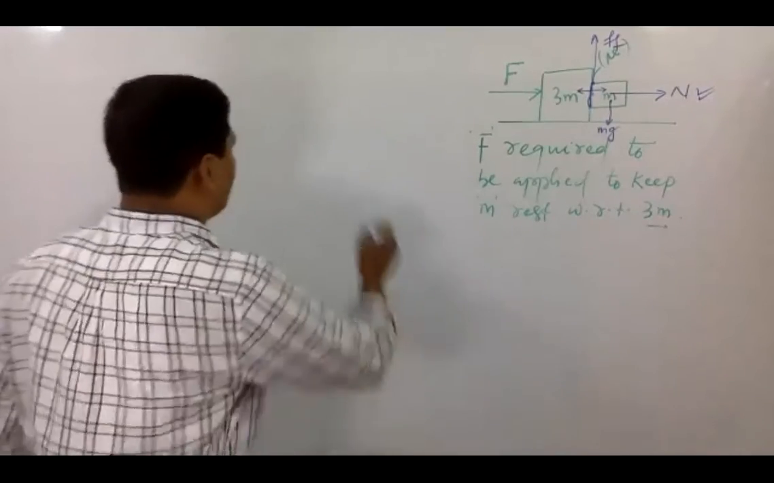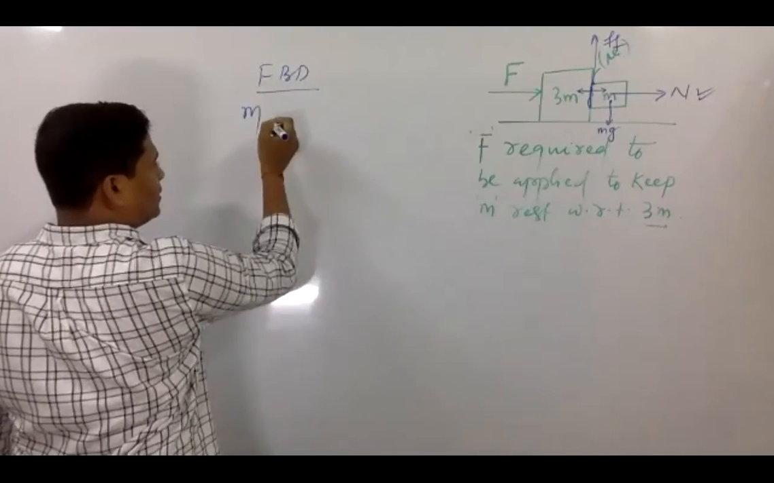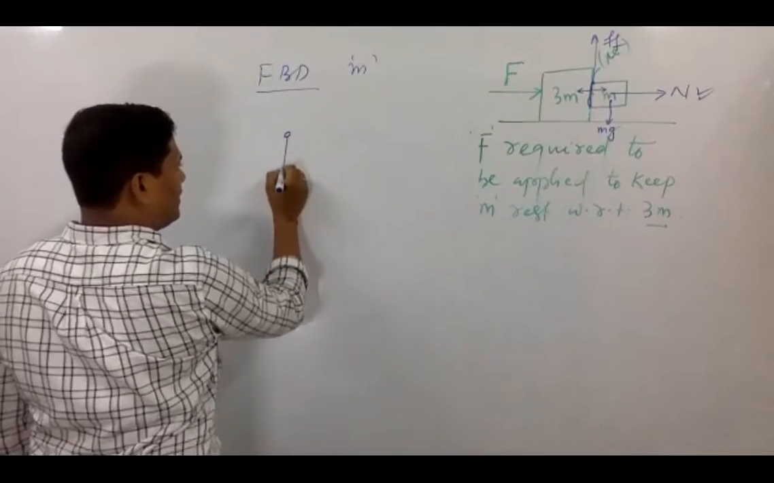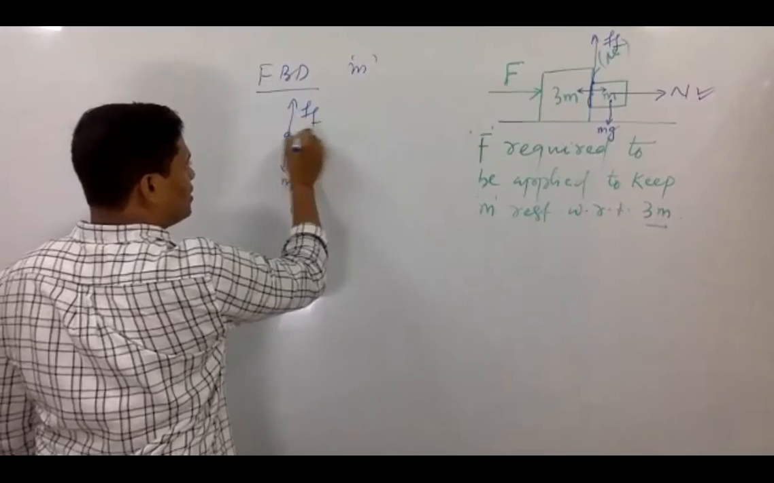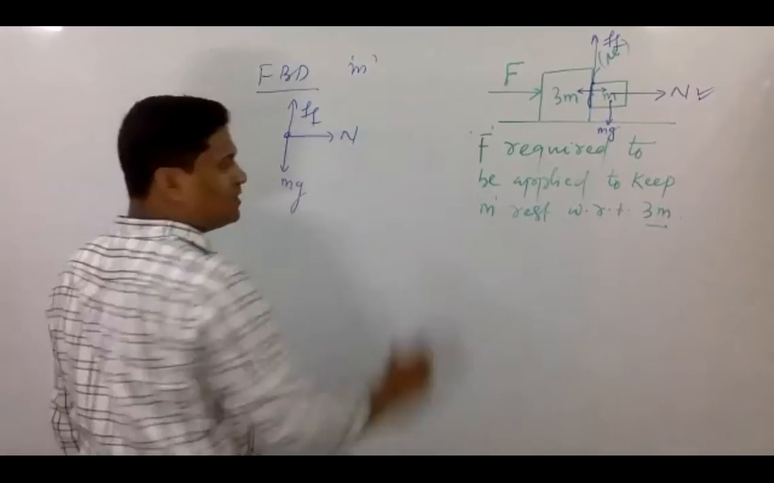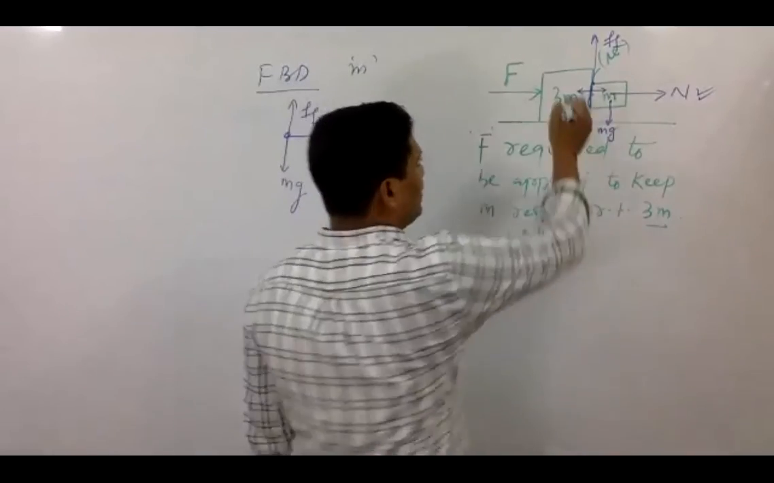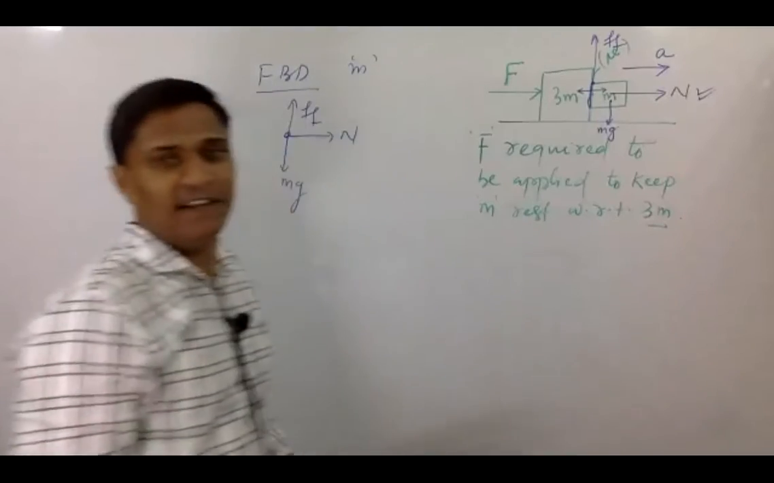So if I'll be drawing the free body diagram of small m, you can see, students, mg is in downward direction, right? And force of friction is in upward direction, and normal reaction is in this direction, right? And students, both the systems will be moving right side with a common acceleration a, right?